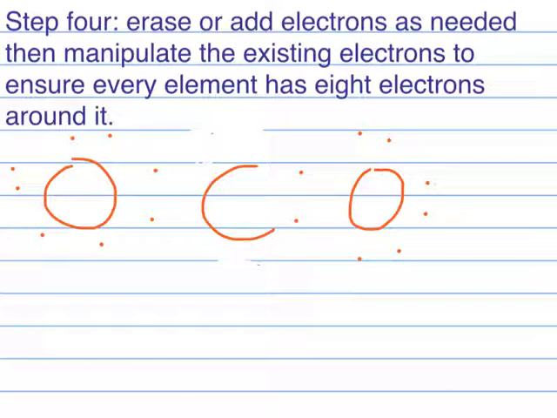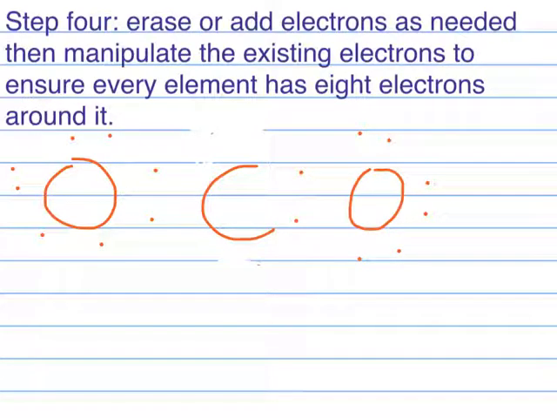Now, I can manipulate the existing electrons. Now that I have 16, I can manipulate them. You'll notice that each of these oxygens has 8 electrons around it. This carbon, on the other hand, only has 4. So what I have to do is move the existing electrons over such that carbon ends up with 8, and each of the other elements ends up with 8.